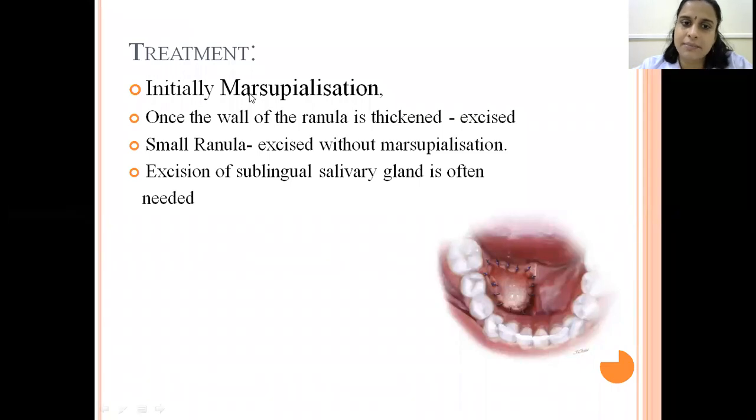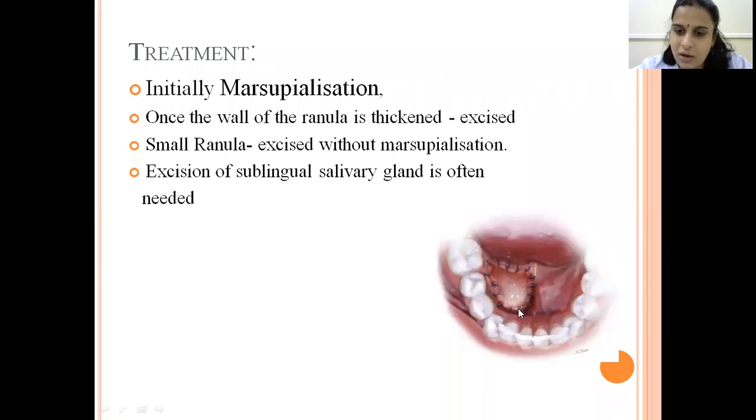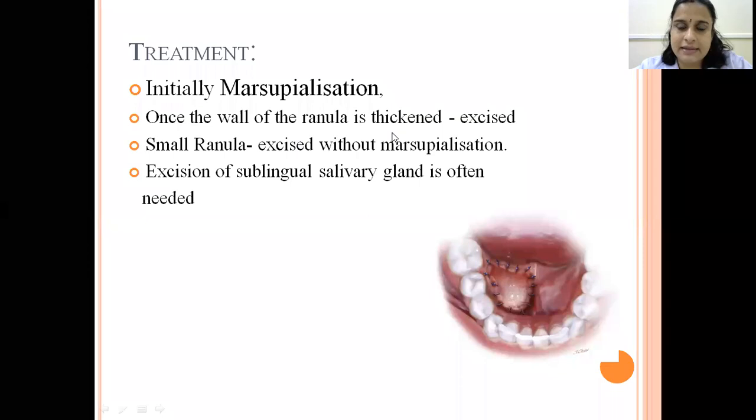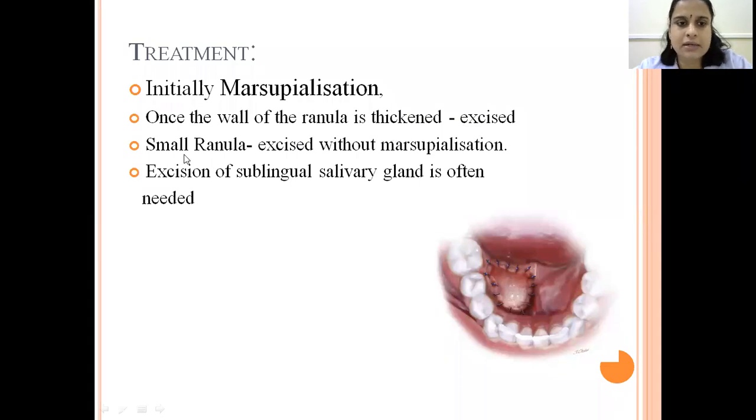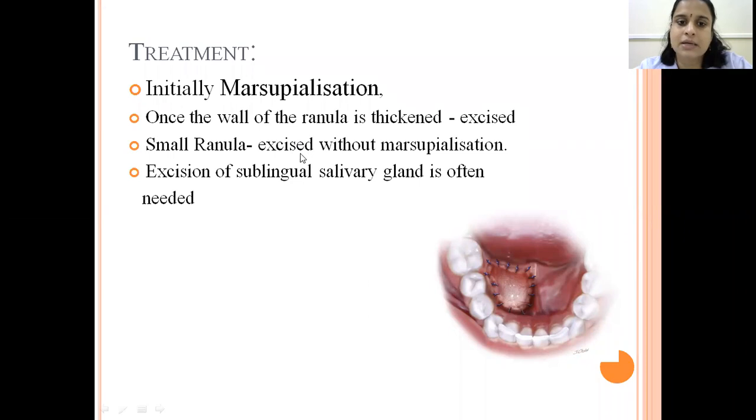So initially, marsupialization. This is how marsupialization is done: the free edges of the cyst are sutured to the surrounding structures and the cyst is left open. It is de-roofed. Once the wall of this ranula is thickened, then we can excise it later on. If it is a small ranula, there's a different scene wherein you can directly excise the ranula without marsupialization.